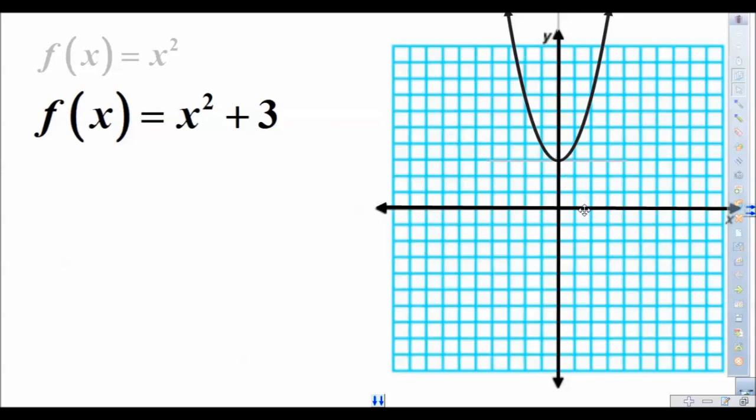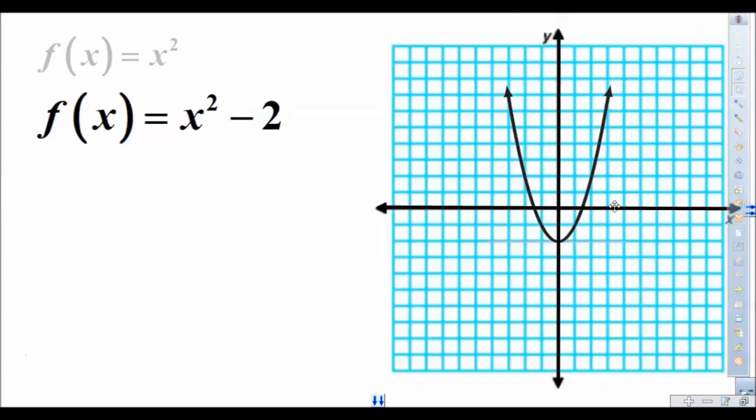Suppose we look at another kind of function. What if it looked like this? Having the function say now f of x equals x squared minus 2, now that vertex has shifted. Instead of at 0, 0, now it's down to 0, negative 2. So when we have these numbers that are not in parentheses, remember we talked about this before, that creates your vertical translation.